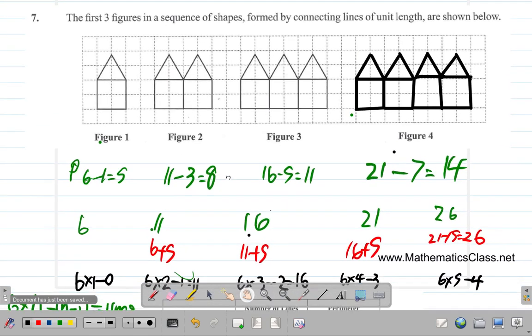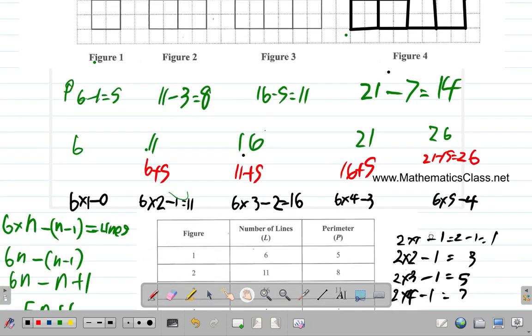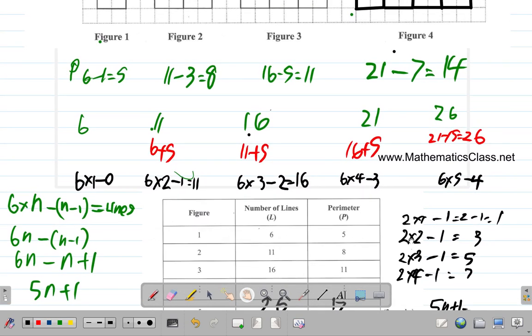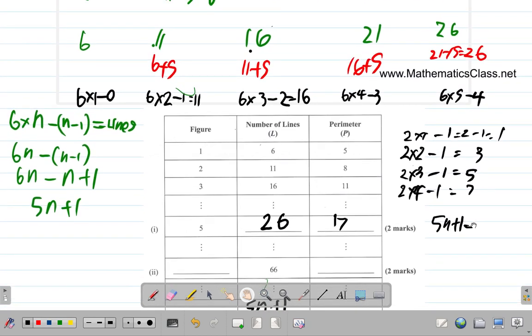Figure 1, 2 times 1 minus 1. Figure 2, 2 times 2 minus 1. And these you take off; you subtract from the number of lines. Figure 3, 2 times 3 minus 1. Figure 4, 2 times 4 minus 1. So figure n is 2 times n minus 1. So you minus (2n minus 1).